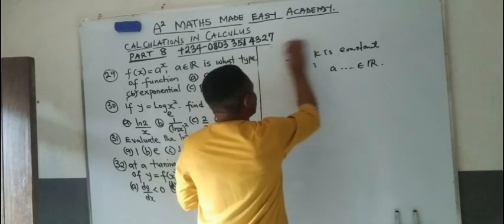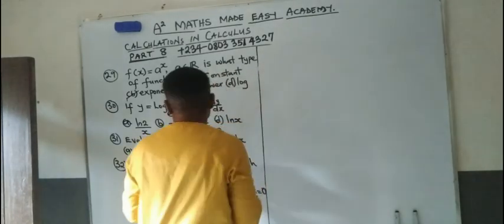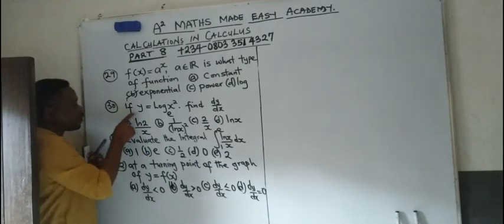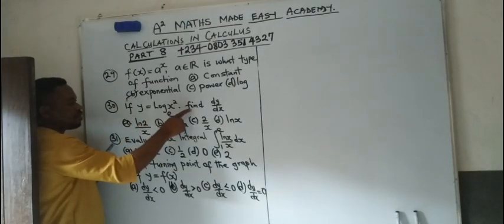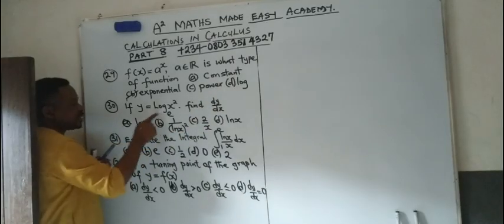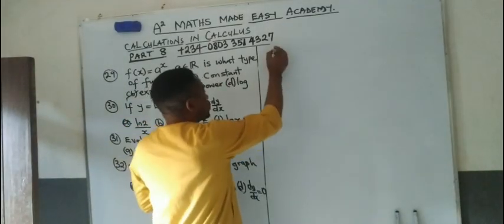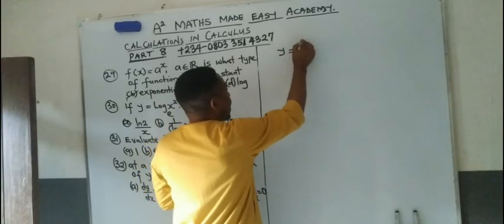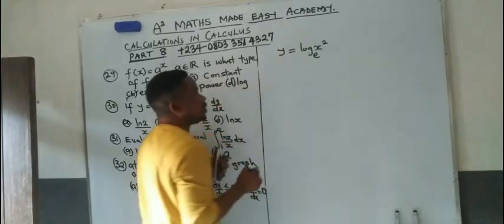Question number 30. Now what does the question say? I want you to watch. The question says that if y is log of x squared, now find dy/dx. Now this type of logarithm is called a natural logarithm. We are given that y is log of x squared. Are you with me now?